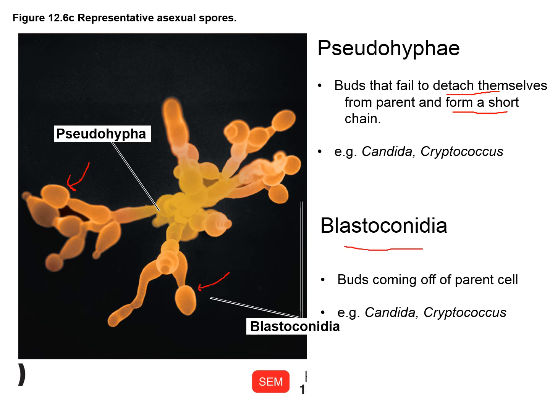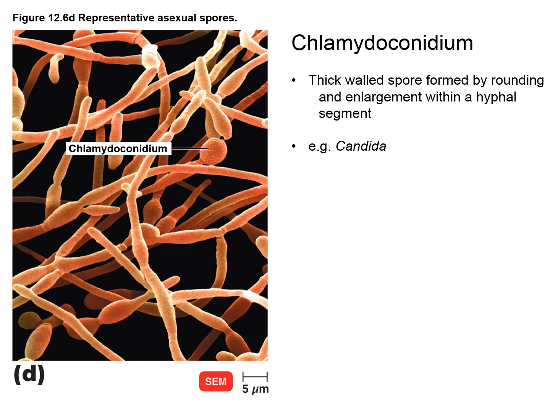Blastoconidia are another type of reproductive cell or spore. These are the buds that actually come off of a parent cell. Chlamydoconidia are spores that are formed by the rounding and enlargement of a particular part of a hypha, like this. So we see this sometimes with Candida yeast. This is a cool picture because you can see pseudohyphae down here as well as this chlamydoconidium up here.